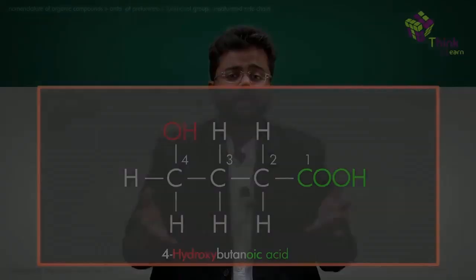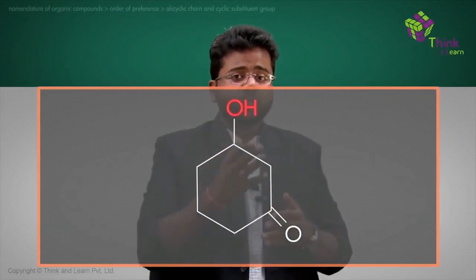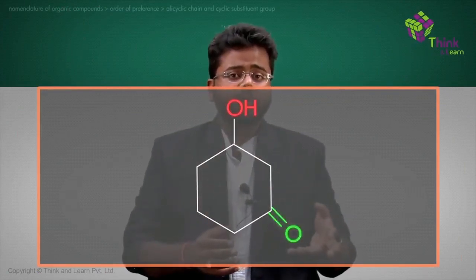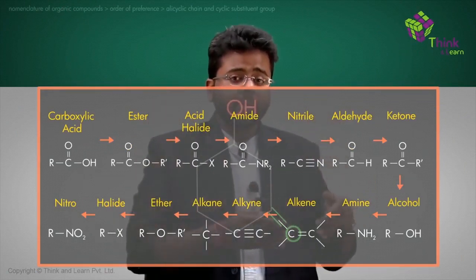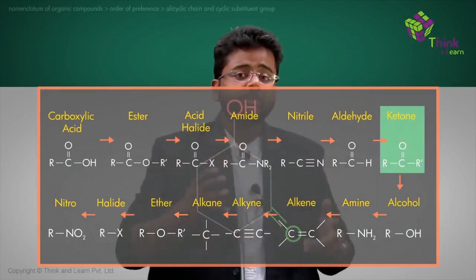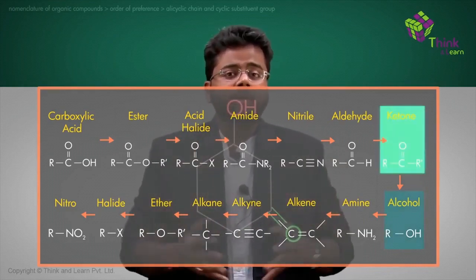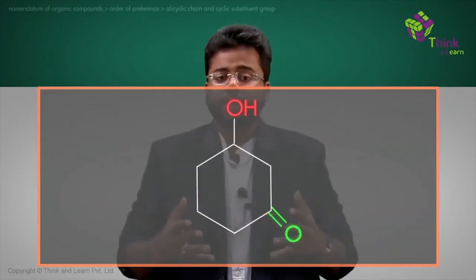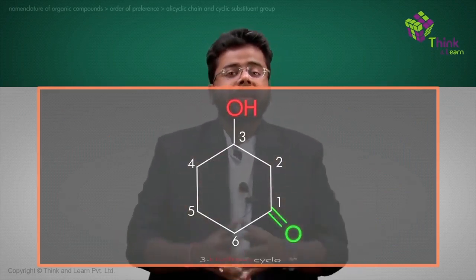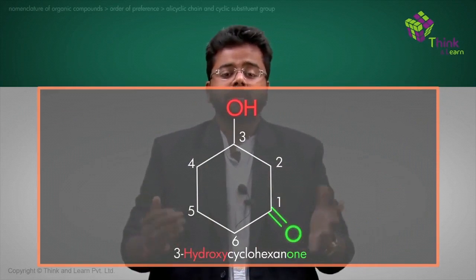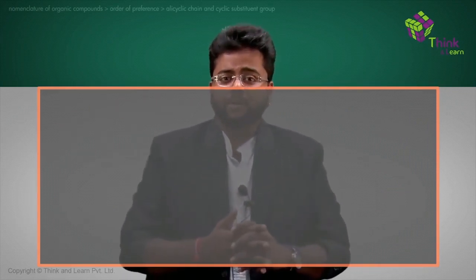As simple as that. I have a cyclic compound. I have OH over here and a double bond O over here. So if I see the priority series, one functional group is a ketone and the other functional group is an alcohol. So again, ketone has more priority over the alcoholic group. So what should be the name? The name would become 3-hydroxy cyclohexanone. That is the name. Now, shall we talk something about advanced chemistry?